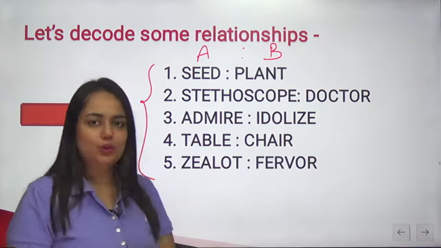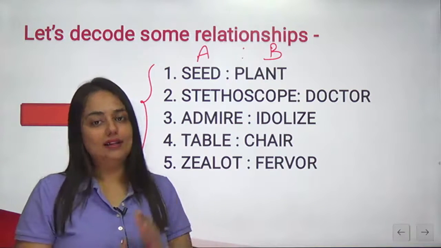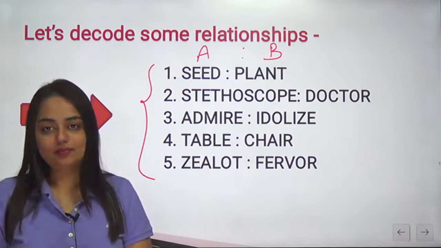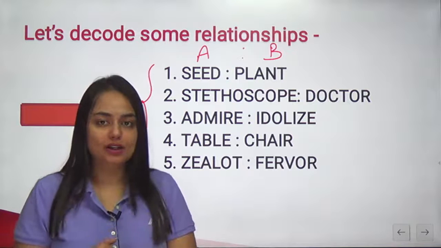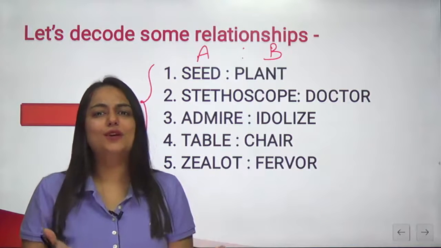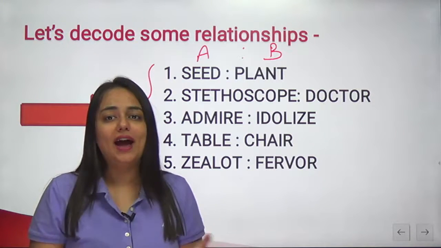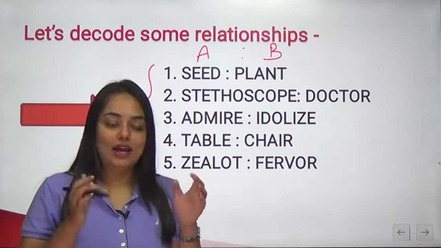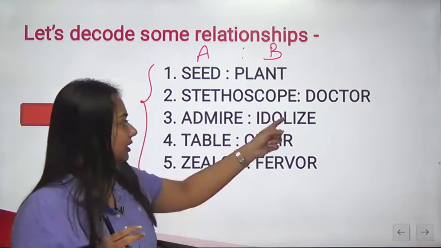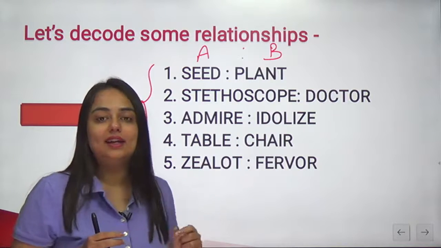What is the difference between admire and idolize? What is the relationship between the two? Now you must be thinking, these are both the same words. What kind of relationship would they have? This is the fourth relationship. So this one is, A and B are synonyms, but the degree of B is greater than A.